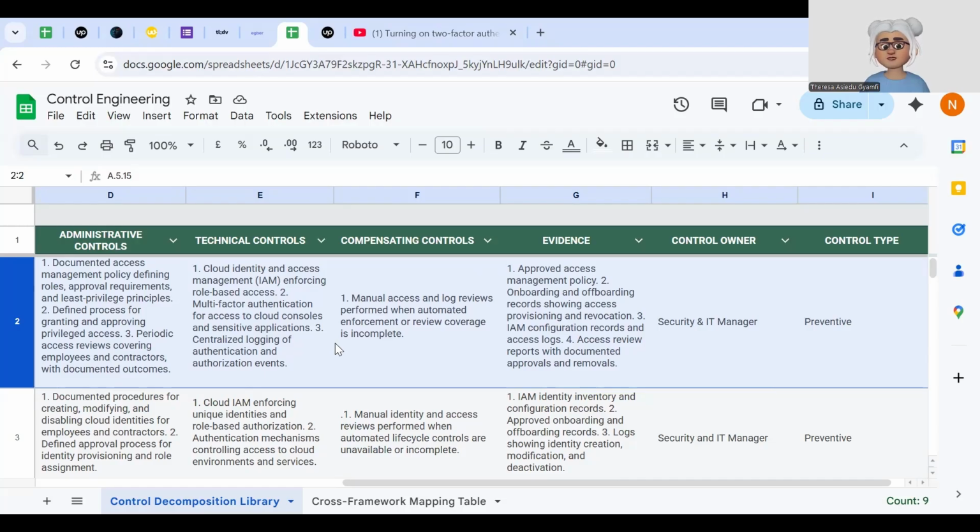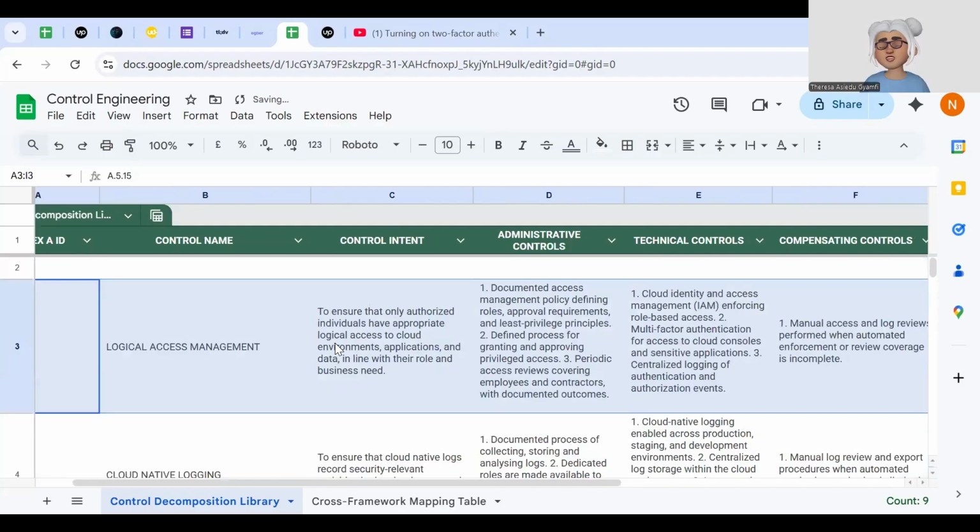The configured IAM here means identity and access management. And then the fourth one will be access review reports with documented approvals and removals. So these are evidences we can collect to show that indeed we have administrative and technical controls to ensure a logical access management system is in place.